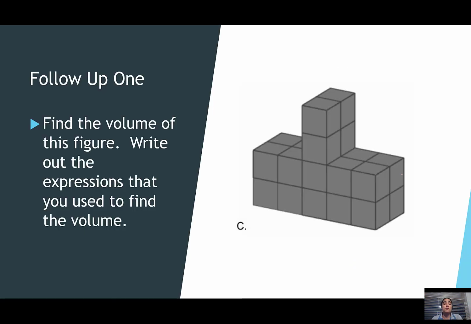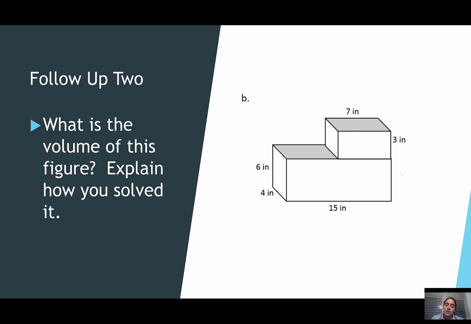So here are 2 follow-up questions. Find the volume of this figure and write out the expressions you use to find the volume. Think about, is there 1 box there or 2 boxes? Follow-up 2. What is the volume of this figure? Explain how you solved it. Think about how you could cut that figure into 2 separate boxes.